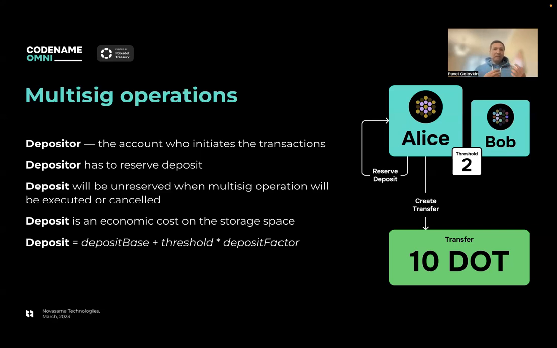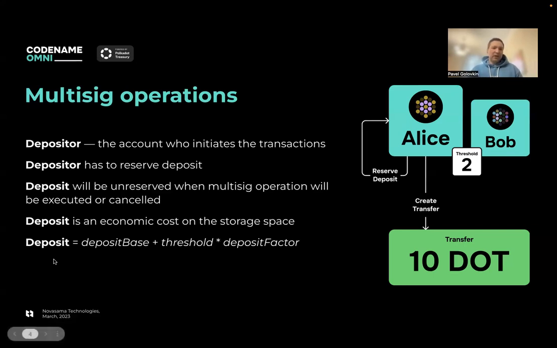And to say it in other words, the deposit is an economic cost of the storage space, because when you make a multi-sig operation, the information about it, about the signatories and about the signing process should be stored somewhere on chain. And for this storage, the deposit should be reserved. And when the multi-sig is executed or cancelled, the storage is freed. And when it's freed, there is no need to store the deposit anymore.